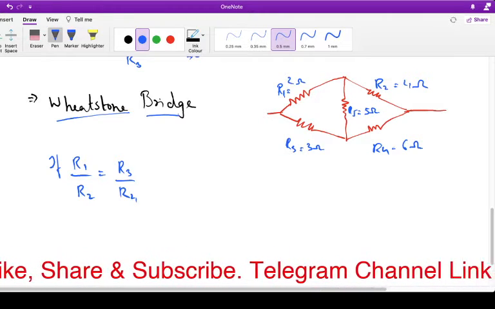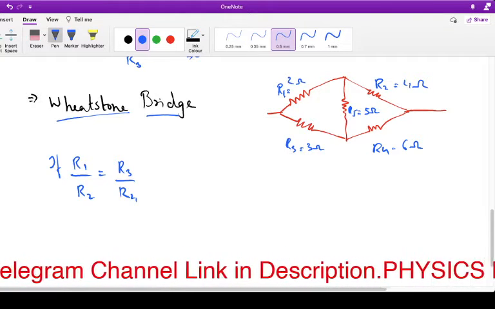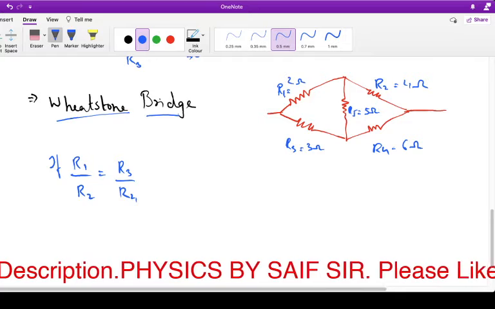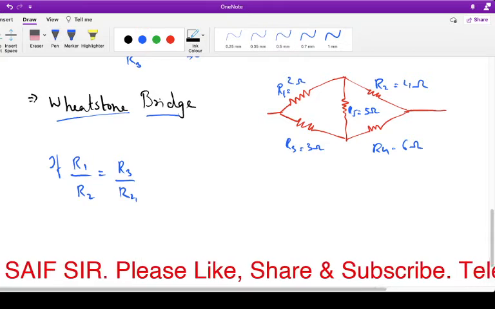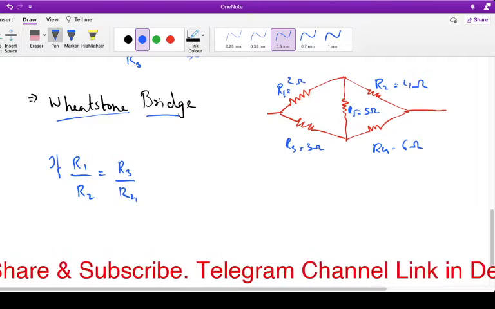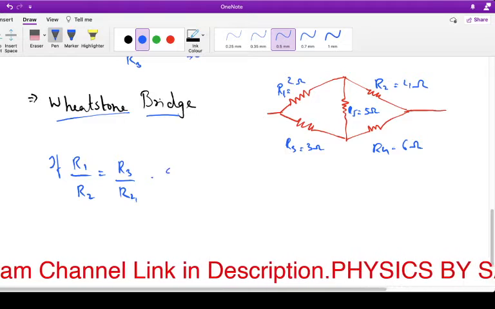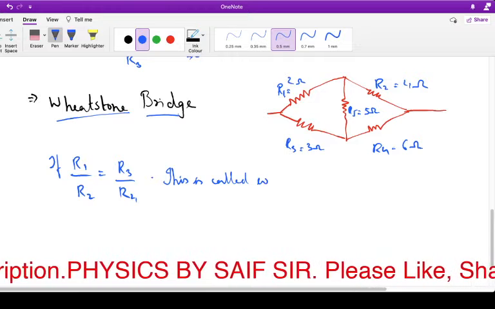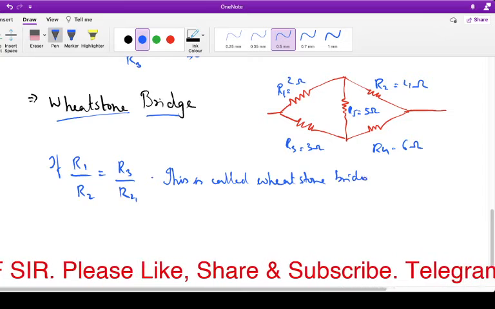We should write R1 on the top left and R2 on top right, and R3 in bottom left and R4 in bottom right. Then only this formula is applicable. If you interchange the resistances, then we have to interchange the formula, so it's better you write in this form. So coming to the equation where R1 by R2 is equal to R3 by R4, this is called Wheatstone bridge connection.